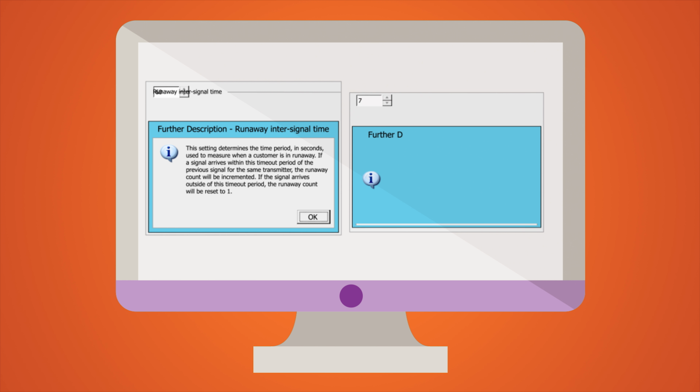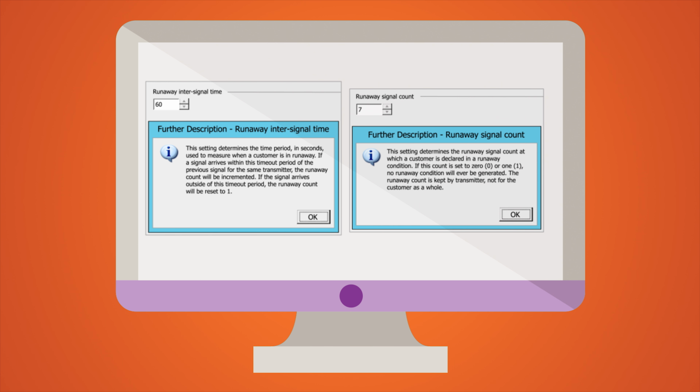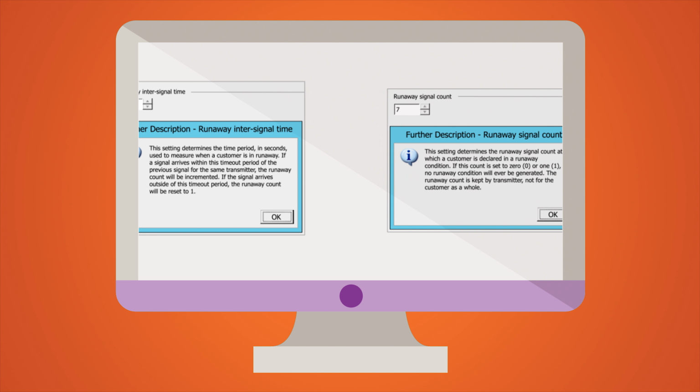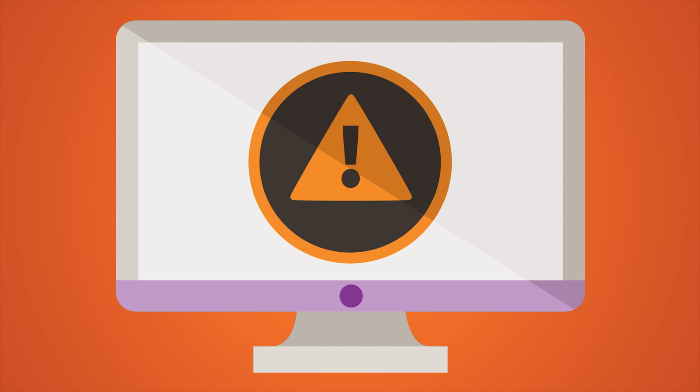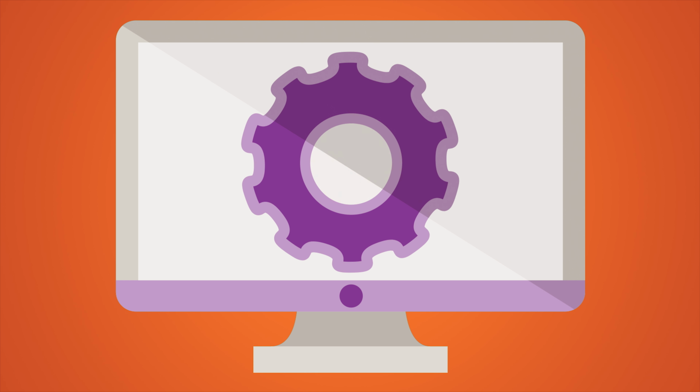Runaway. Manitou already had a mechanism for notifying on runaway events for specific numbers of signals within a set period of time. This generates an alarm called a runaway warning to an operator's attention. These settings are configured within the Manitou Supervisor workstation.